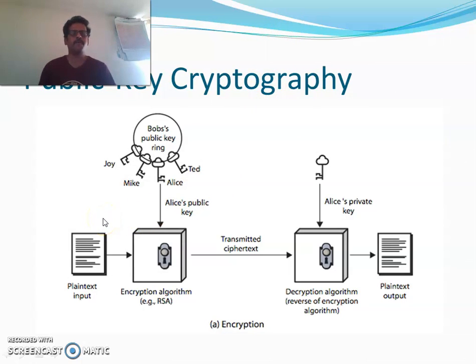So this is the scenario of public key cryptography. If Bob wants to send a message to Alice, then obviously Bob has to encrypt his message with the public key of Alice. Then that ciphertext will be transmitted to Alice. Then Alice will decrypt that ciphertext with her own private key, which cannot be even known to Bob. So this is the scenario of public key cryptography.